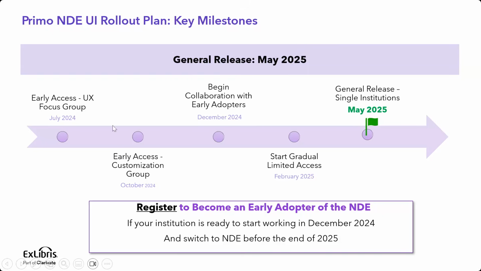What we achieved so far and what are the key milestones that we have. In July, we opened the access for the UX focus group, and we already are getting their input and embedding their input into the rollout and the scope of the development. In October, this week, we had a meeting with the customization focus group. We are giving them the new NDE customization package, and they are trying. For the NDE, since it's based on Angular and not on AngularJS, you will need to plan your customization and do the migration into Angular.